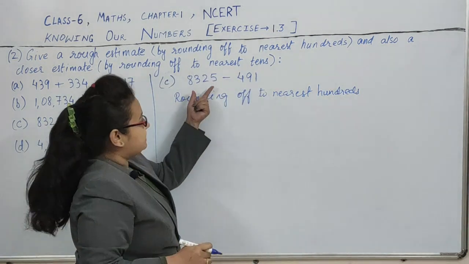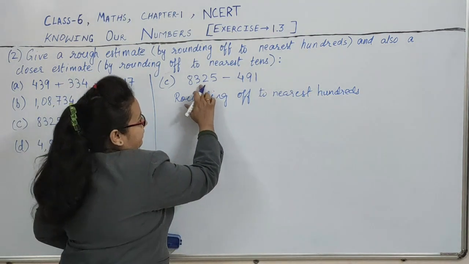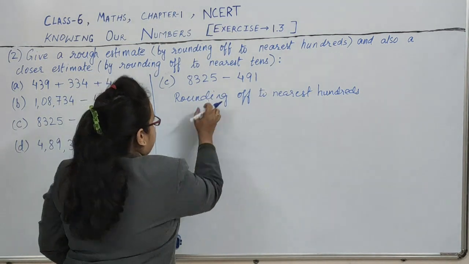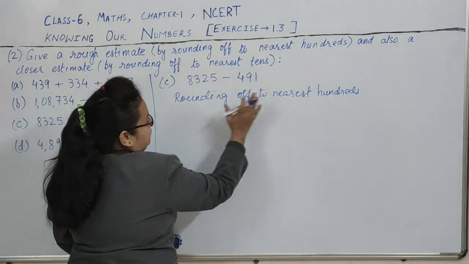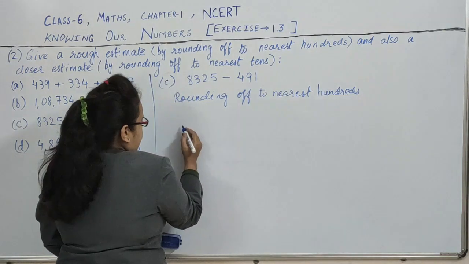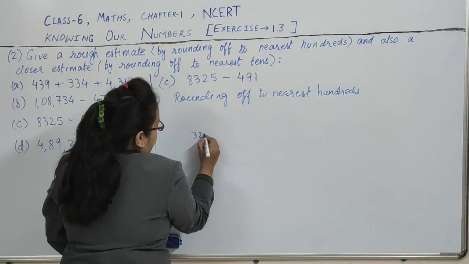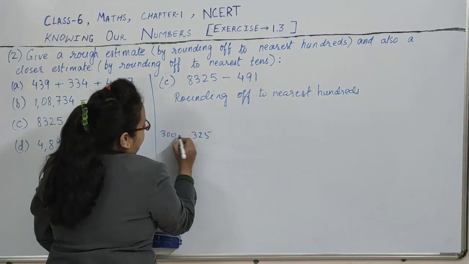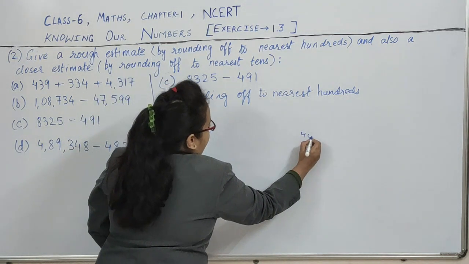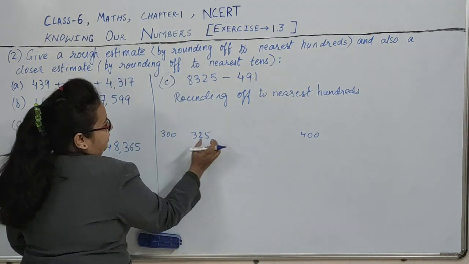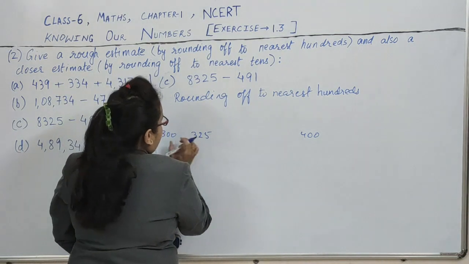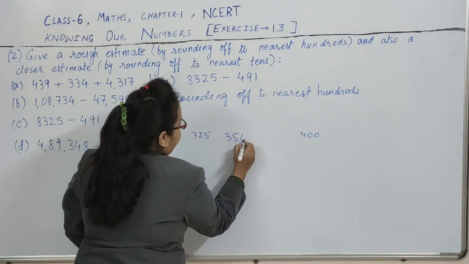So what we will do, we will see the digits up to the hundreds place: ones, tens and hundreds place. These three digits we will see because we have to round off to the nearest hundreds. 325 lies between 300 and 400. The middle number between 300 and 400 is 350.